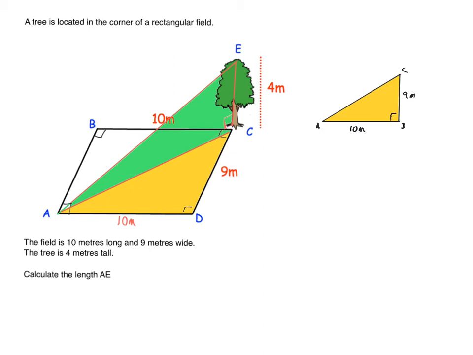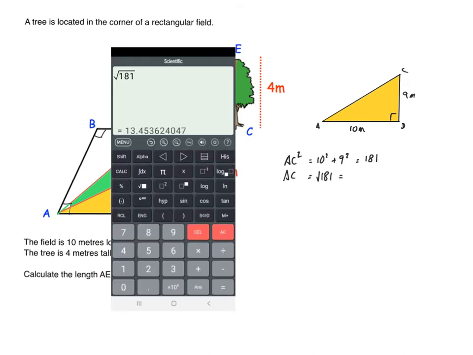So I can say the missing side, let's just use the label AC. AC squared is 10 squared plus 9 squared. And that'll give me 181. AC will be the square root of that. My calculator gives me 13.453. I don't need to even bother rounding this. I'm just going to write 13.453, because this isn't us finished the problem. This is us sort of halfway through.